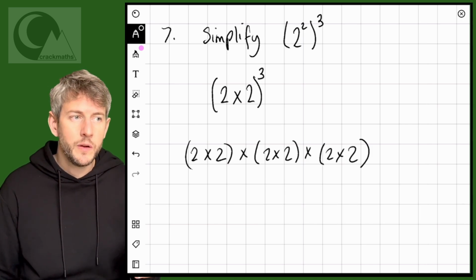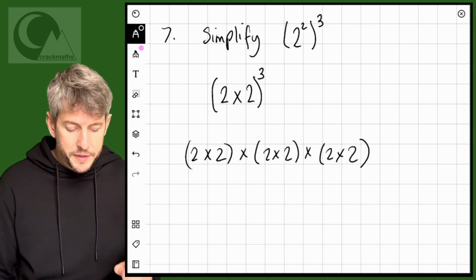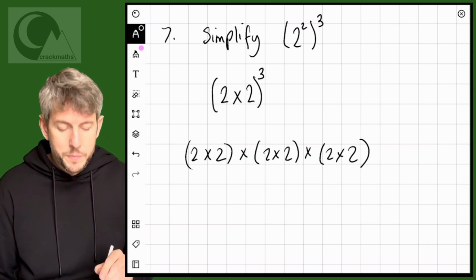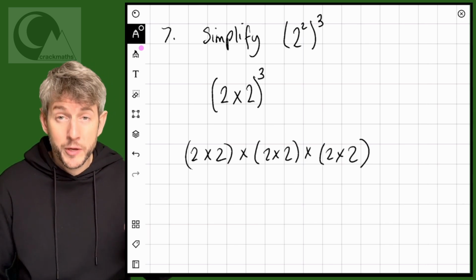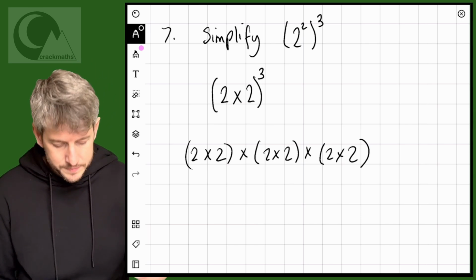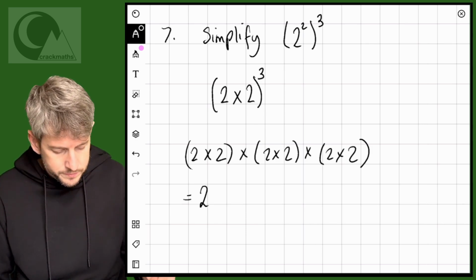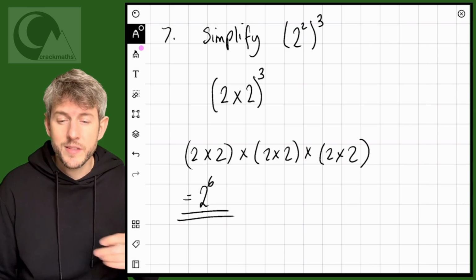So here we go. This is 2 to the power of 2, all to the power of 3, which becomes 2 times 2 to the power of 3, which becomes 2 times 2, times 2 times 2, times 2 times 2, because we're multiplying it by itself 3 times. And so this is actually going to equal 2 to the power of 6. So there we go, that is that simplified.